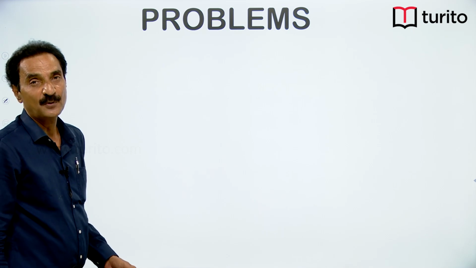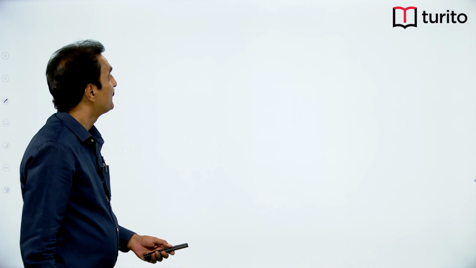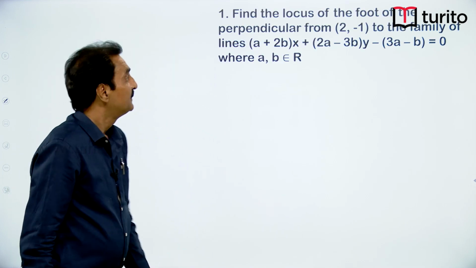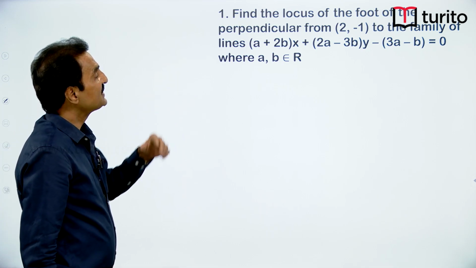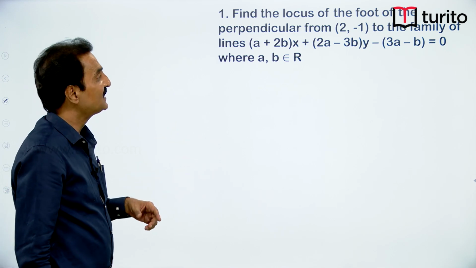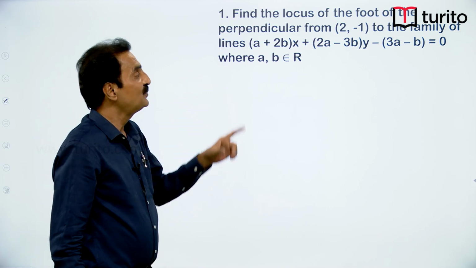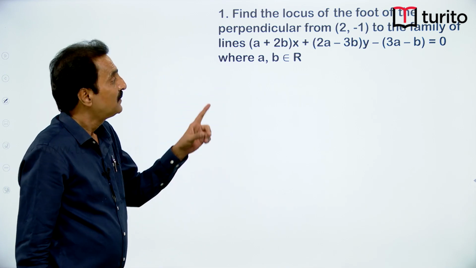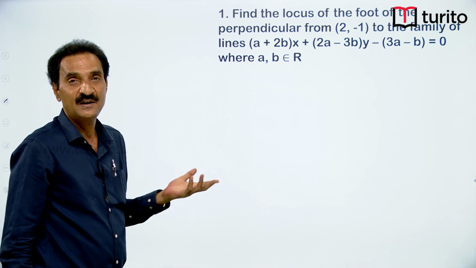Now, let us start the problems. Problem 1: find the locus of the foot of the perpendicular from (2, -1) to the family of lines (a + 2b)x + (2a - 3b)y - (3a - b) = 0, where a and b are real numbers.